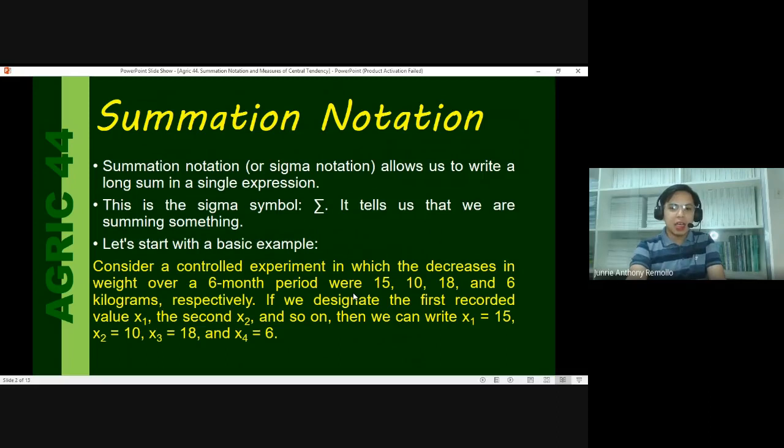Consider a controlled experiment in which the decreases in weight over a 6-month period were 15, 10, 18, and 6 kilograms respectively. If we designate the first recorded value x1 and the second x2 and so on, then we can write x1 equals 15, x2 equals 10, x3 equals 18, and x4 equals 6.